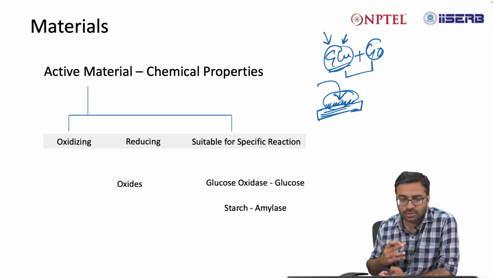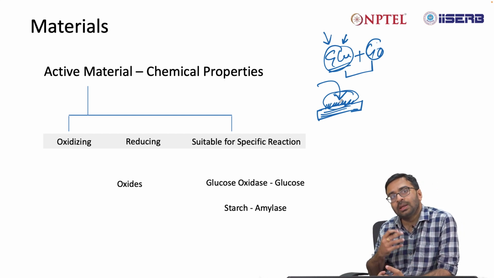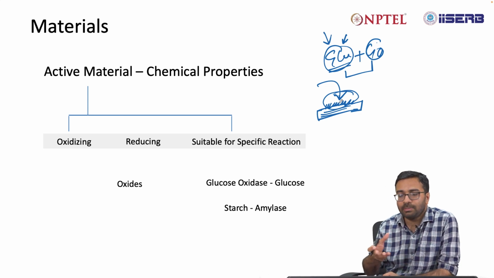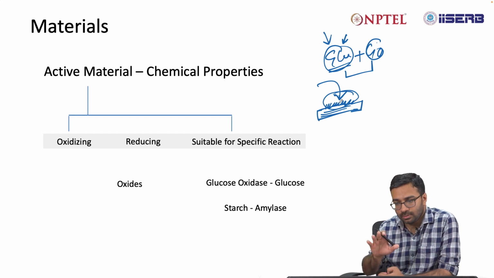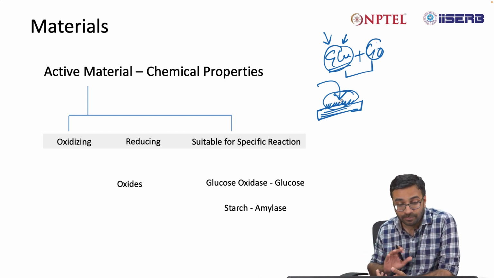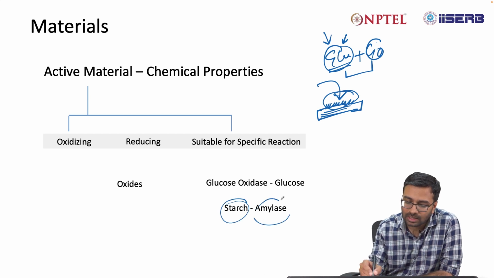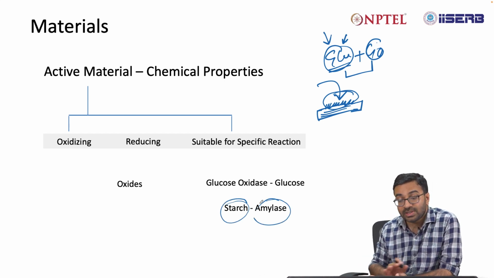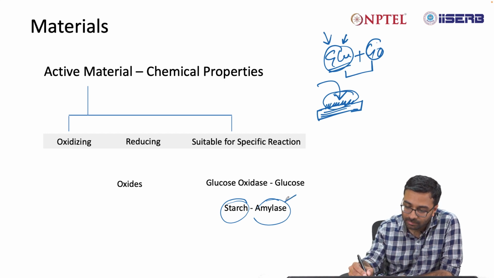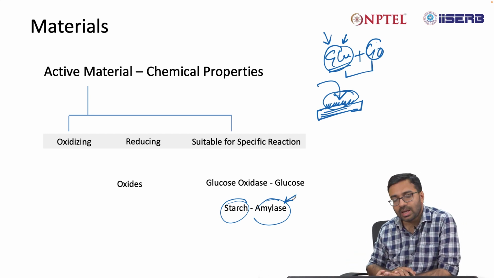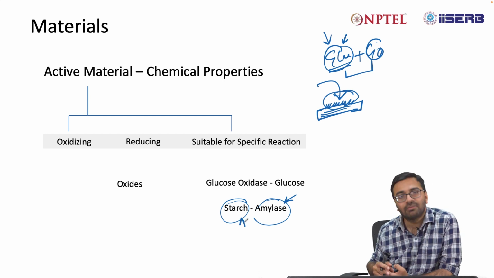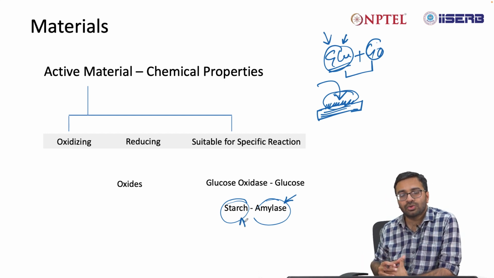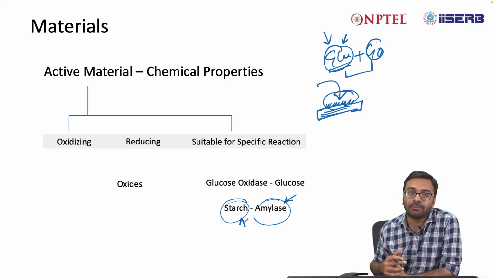So you can also select the active material based on the stimuli. For example, in this case we have taken glucose as the material under consideration that you want to detect. Similarly, starch and amylase are both very reactive and specifically reactive. So if you want to detect, say, blood amylase, you may create a layer of starch, and then in whatever sample you are putting, if there is any amylase, that will specifically react with starch and give you a certain sort of electrical output. So that way also you can detect it.